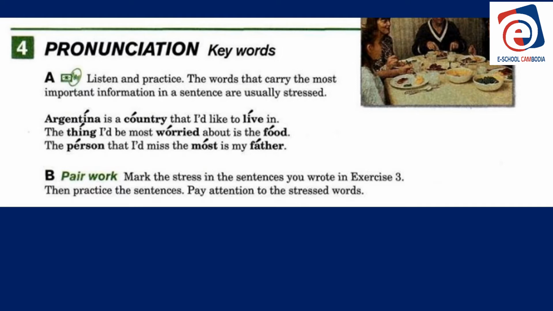The person that I'd miss the most is my father. Person, most, father. So these are the important words of the sentence. The person that I'd miss most is my father. And so your homework assignment is, of course, to say these three sentences and try to say them using the same stress that I would use.